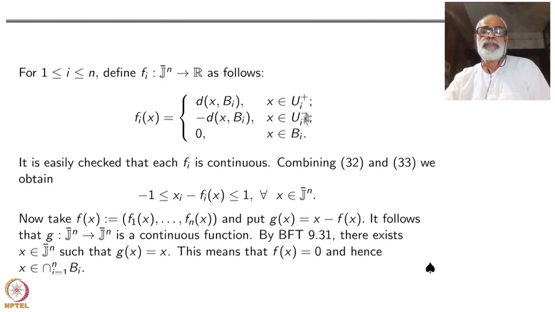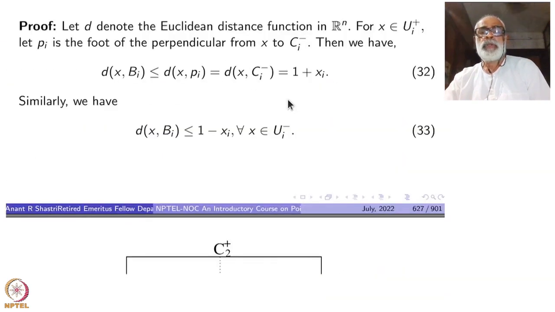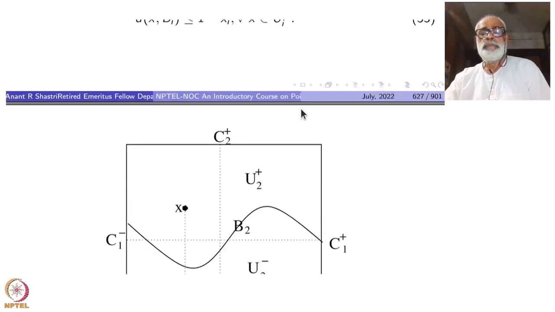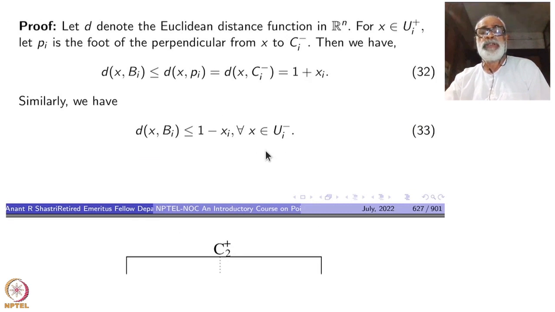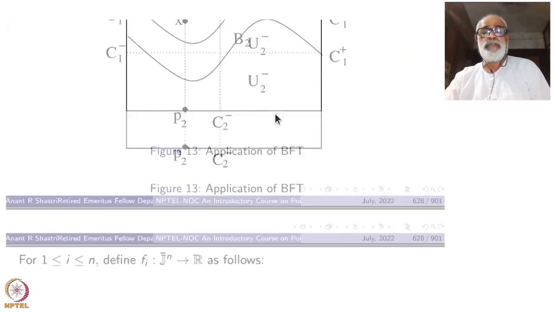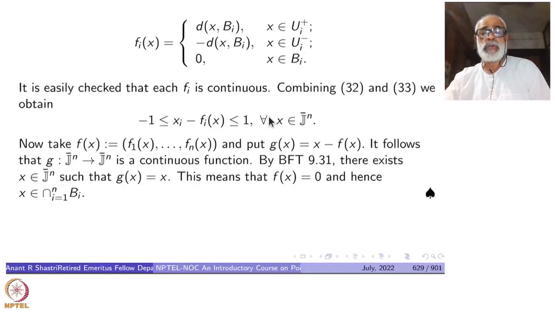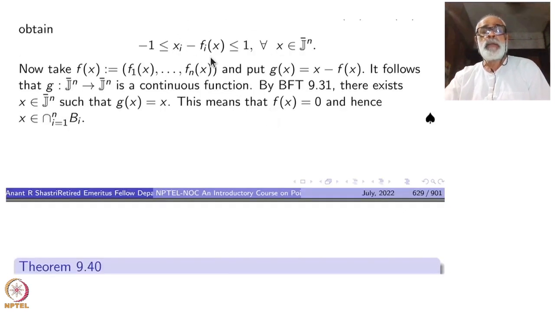There are two different cases you may have to work out. It's very easy. You have to just use this and this one accordingly, because the definitions are different. The function fi is differently defined. That's why. So, xi minus fi is between minus 1 and plus 1.